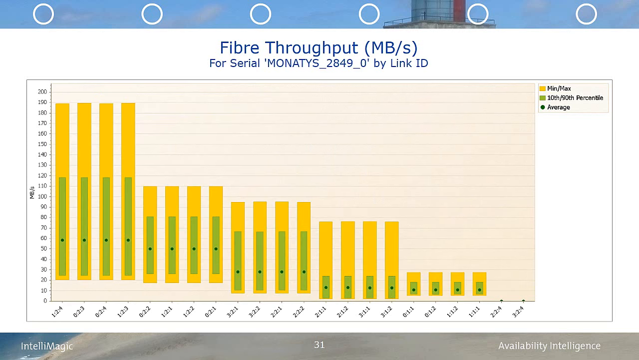In this balance chart, we see that the top 4 ports have significantly higher workload than the rest of the ports, with an average around 60 megabytes per second and peaks up to 185 megabytes per second. Let's take a look at the speed of the ports on these busy ports.